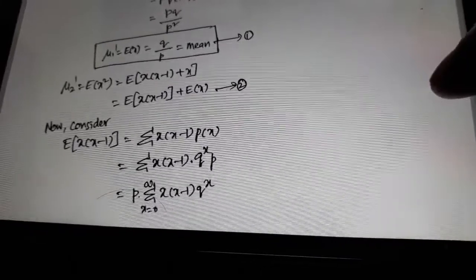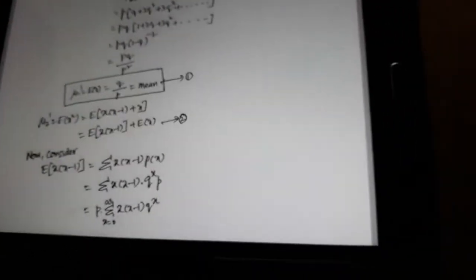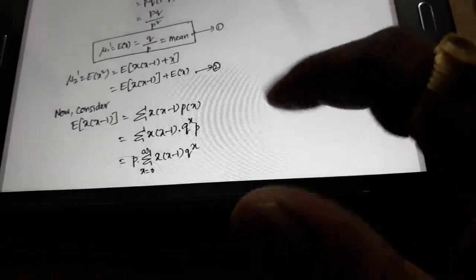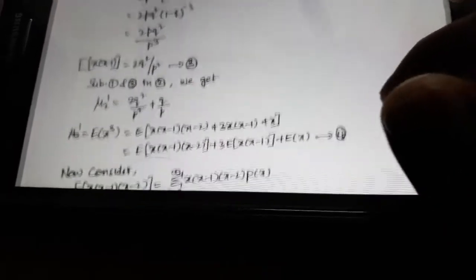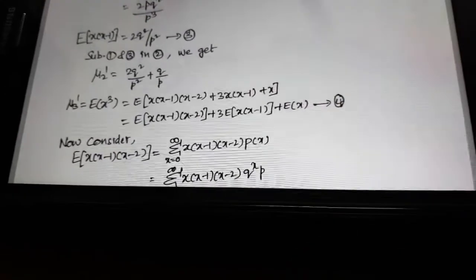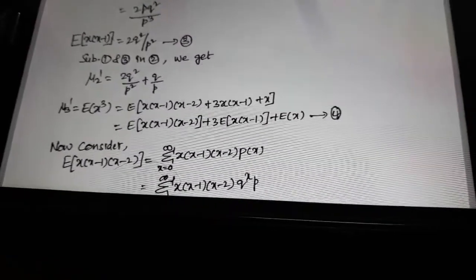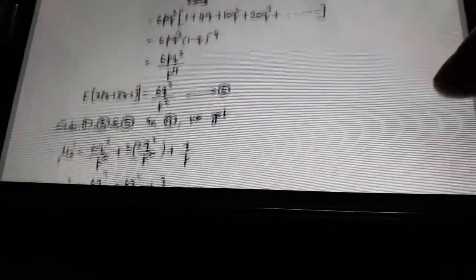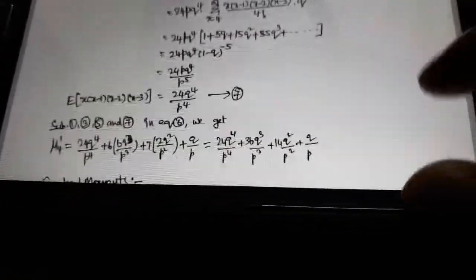Then mu 2 dash: find the expectation of x square. One more thing to observe, these are the expansions. For the x square expansion, I consider expectation of x into x minus 1 plus expectation of x. First derive the expectation of x into x minus 1, then expectation of x, and from that we get mu 2 dash. Then mu 3 dash is the expectation of x cube; in the expansion consider x into x minus 1 into x minus 2 plus 3x into x minus 1 plus x. Substitute all the expectations and simplify, it gives mu 3 dash. Then for mu 4 dash, consider the expansion and substitute, and we can easily get mu 4 dash.